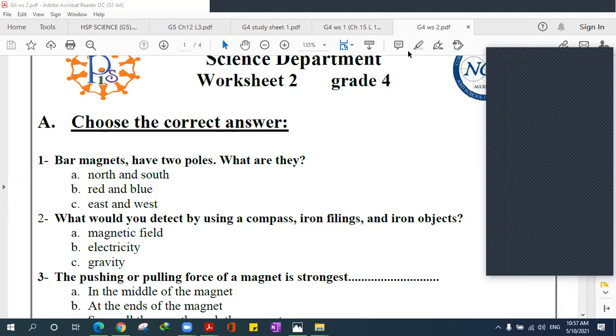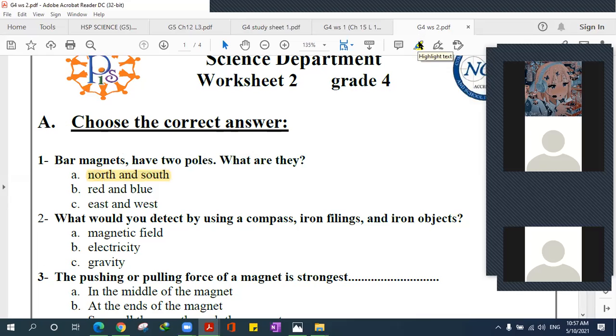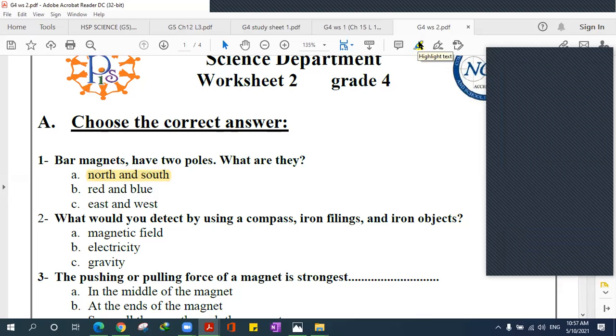A bar magnet has two poles. What are they? Okay, your voice is a little bit far. So bar magnets have two poles. What are they? Can you answer them? North and south. Yes, well done. You guys know why we call them north and south? Because if we have a free magnet and we put a string in the middle and we just hang the magnet up there, it will point to the north pole. So that's why it has north and south poles.